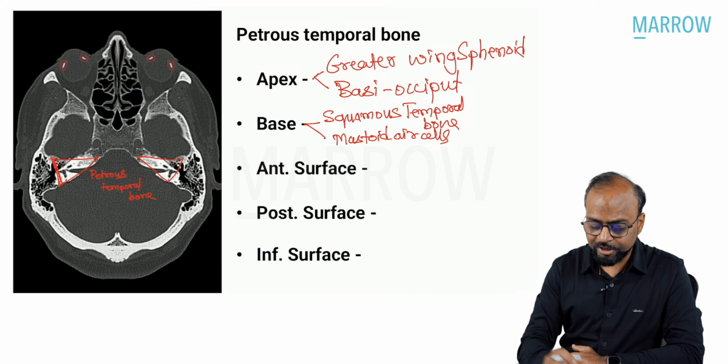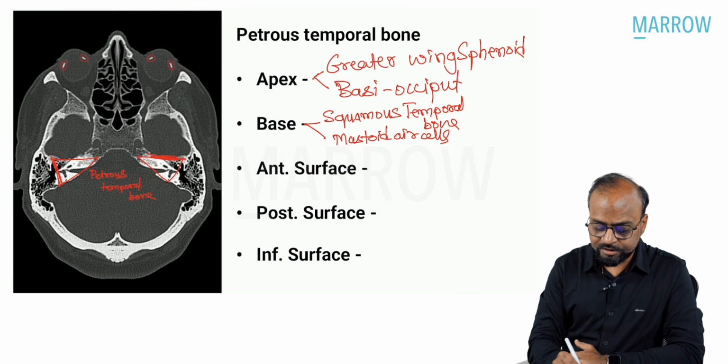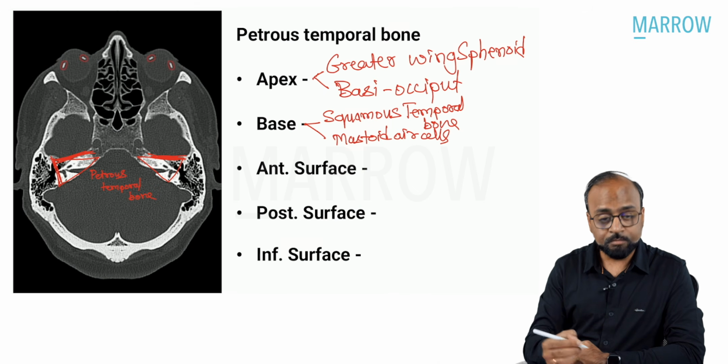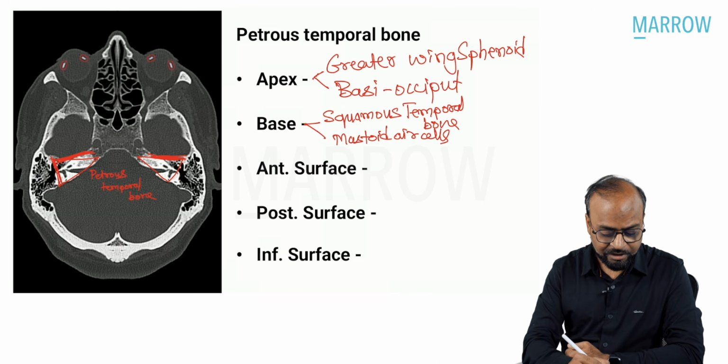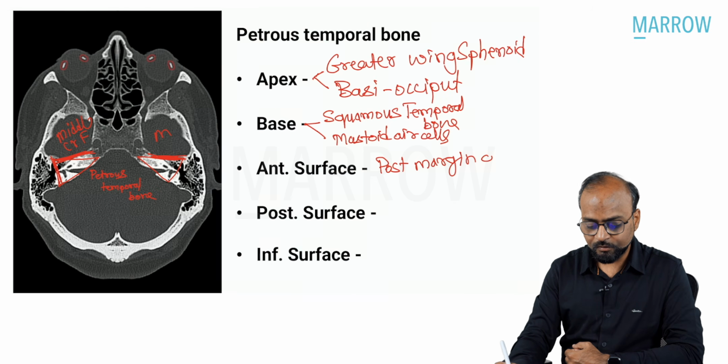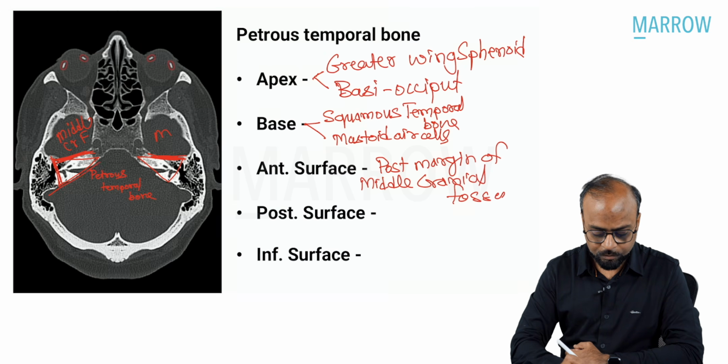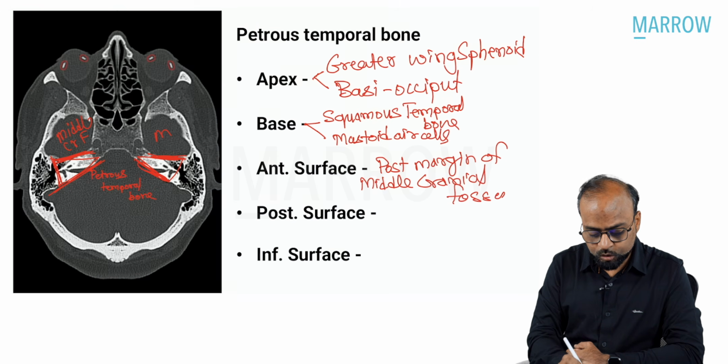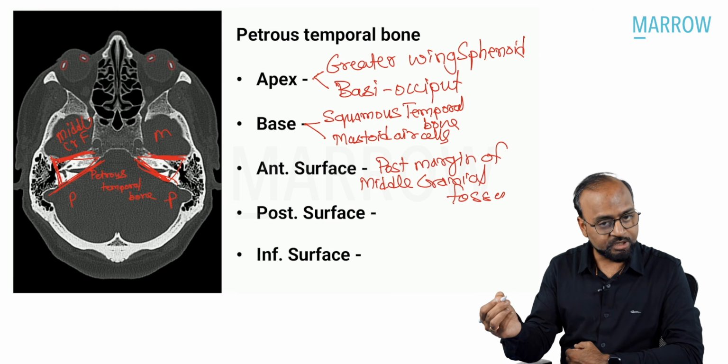Now, if you look here carefully, the anterior surface is going to form the posterior margin of the middle cranial fossa. So this is the middle cranial fossa on both sides. Whereas the posterior surface, as you can see there, is going to form the anterior margin of the posterior cranial fossa. This is the posterior cranial fossa.